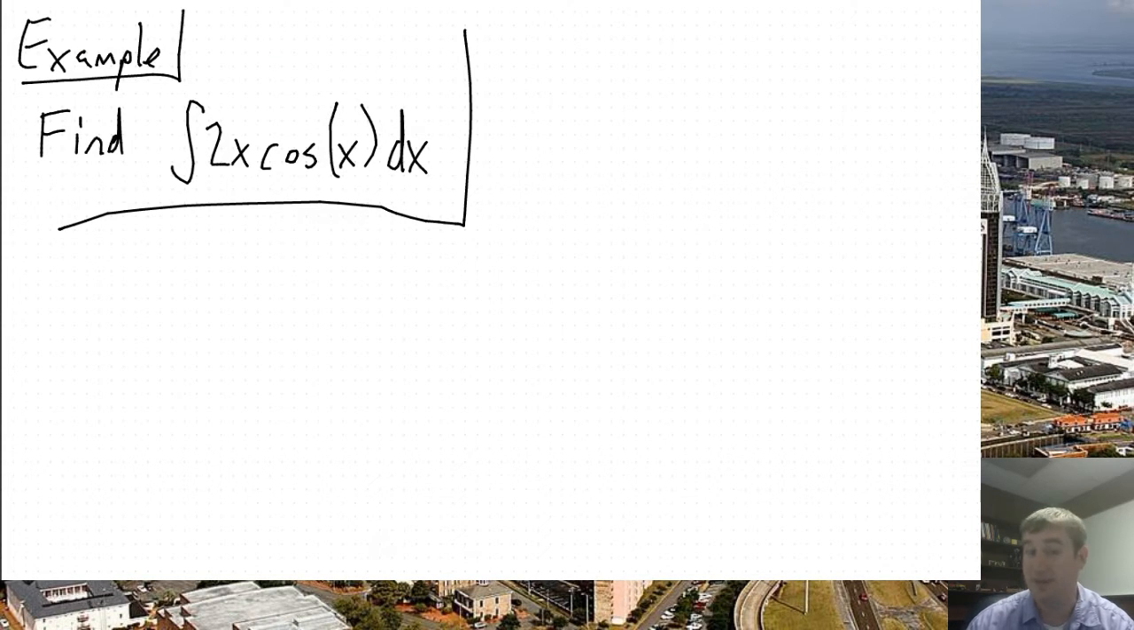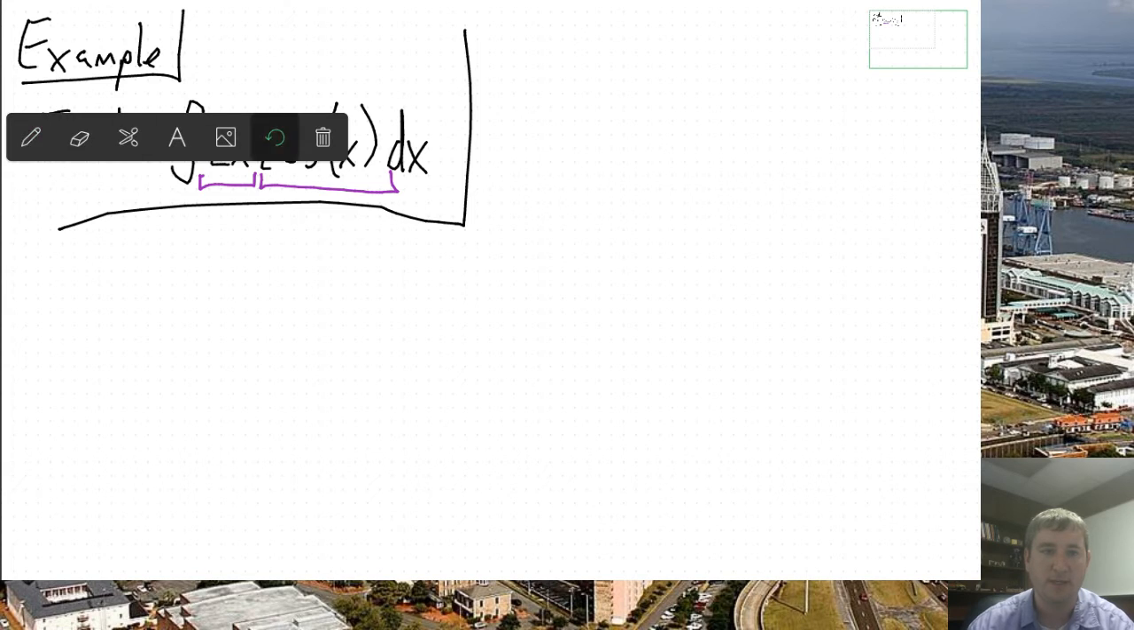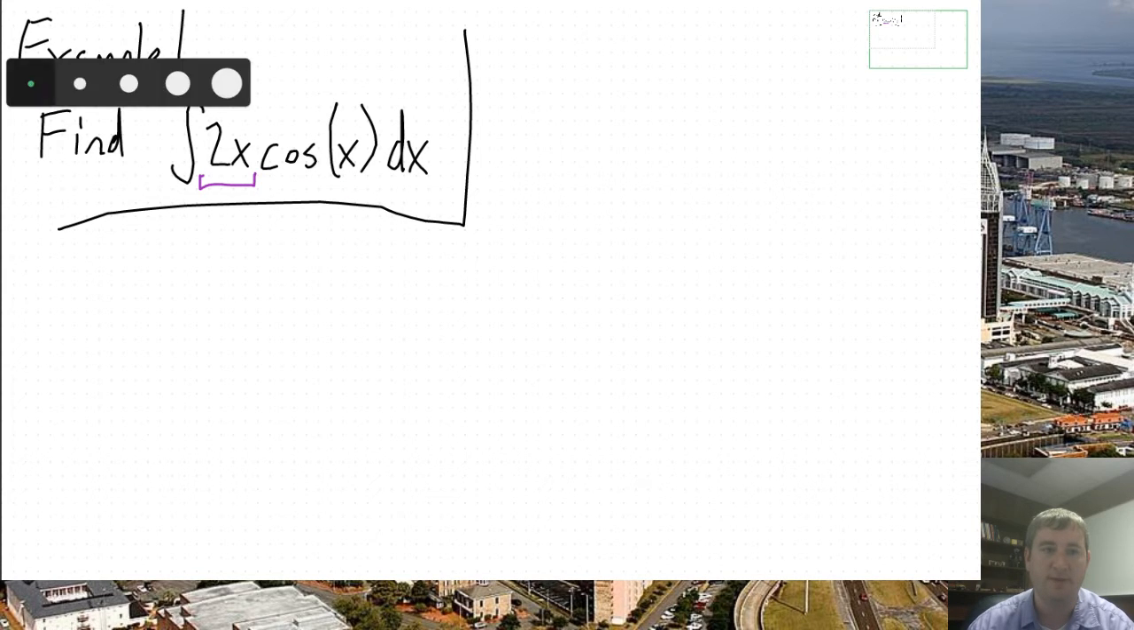So I see two things being multiplied together. Well, three things, the 2 and x and a cosine, but let's just combine the 2 and the x and the cosine and the x. In fact, you'll see here in just a moment why I will combine that with the dx.